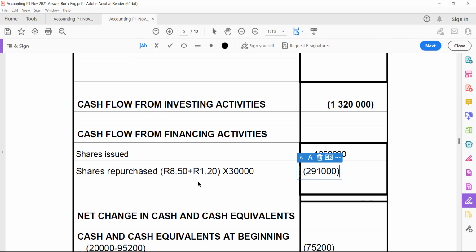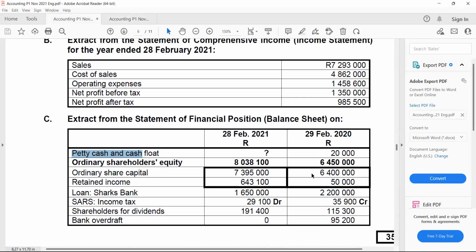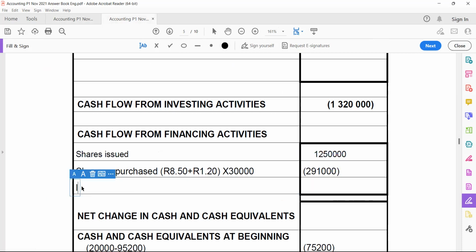Now we've done the share part. The only other financing activities can be loans. So you can see that your loan balance decreased from 2.2 million to 1.65. So you can see loan repaid, 2.2 minus 1.65. So that's an outflow of 550,000. Then don't forget to total your financing activities to give you 409,000. So we're done with financing. Quick marks because we took most of our answers from the previous question, but just share repurchase. Remember, it's total cash flow.